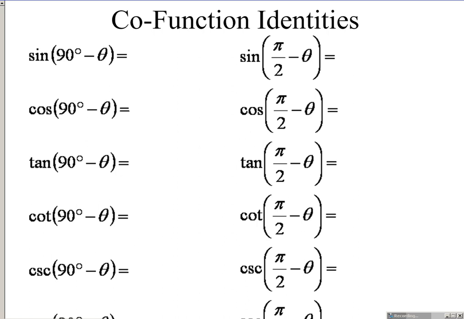So sine of 90 degrees minus theta is the same as taking the cosine of the complement. Cosine is the same as taking the sine of the complement. Tangent is the same as taking cotangent.